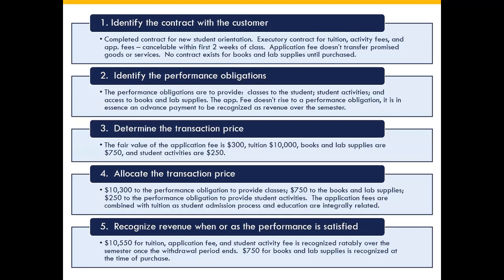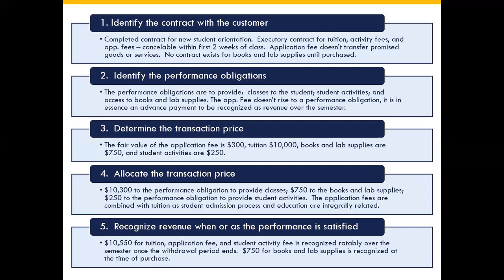So taking this down through the 5-step process, so identifying the contract with the customer, we have a completed contract for the new student orientation. There's an executory contract for tuition, activity fees, and application fees. Thing to point out here is that application fee, kind of going down to number 2 and identifying the performance obligation. That application fee doesn't actually give rise to a performance obligation. It's in essence an advance payment to be recognized as essentially tuition revenue over that semester. The school doesn't have to do anything in return of getting that application fee.